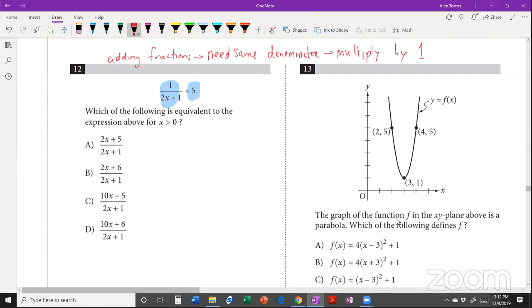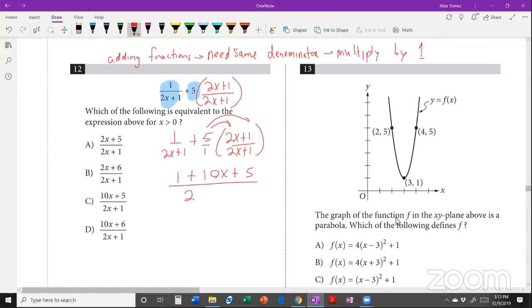So we have 1 over 2x plus 1, and I'm going to multiply the 5 by 2x plus 1 over 2x plus 1. So that'll give us 1 over 2x plus 1 plus, and then here, this is really 5 over 1, and then we have the 2x plus 1 over 2x plus 1. And we're distributing the 5 on top. So 5 times 2x is 10x, 5 times 1 is 5. And so you have 1 plus 10x plus 5. And now that you have the same denominator, you can bring them all together.